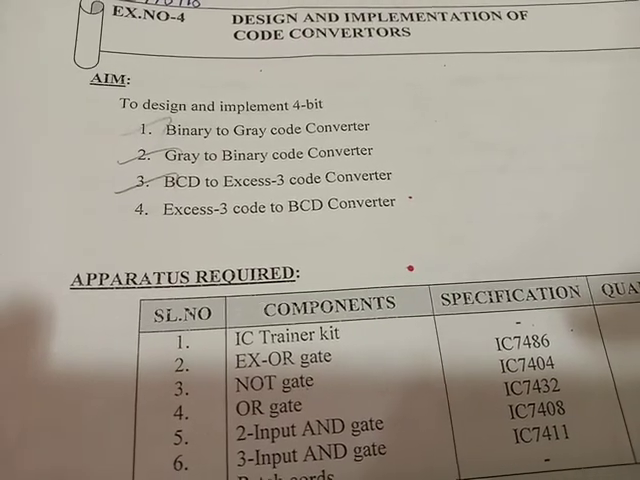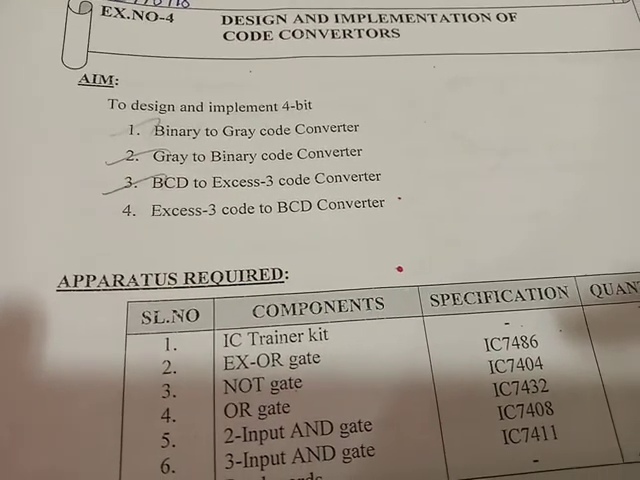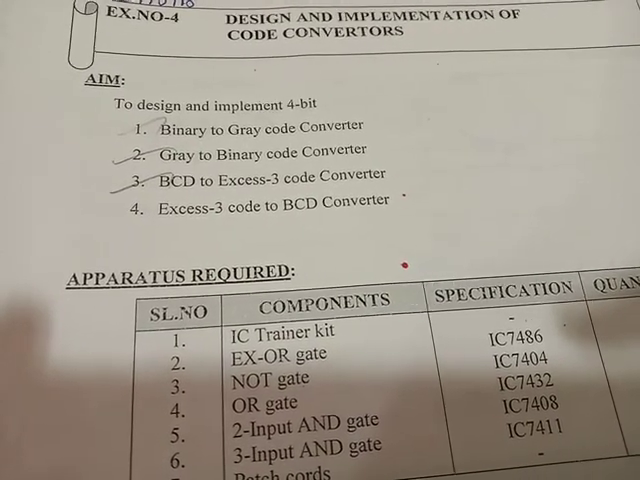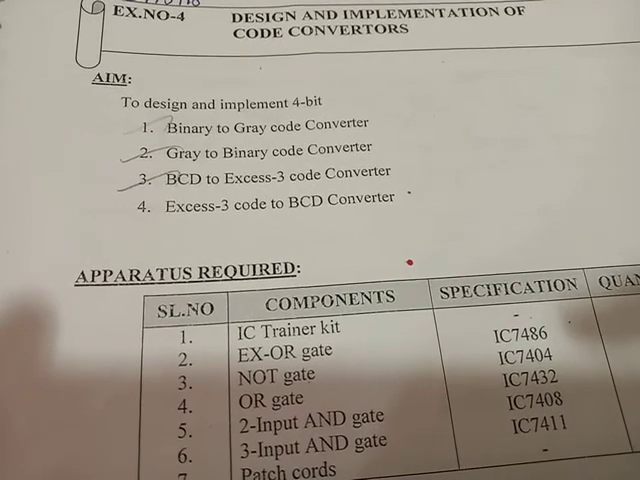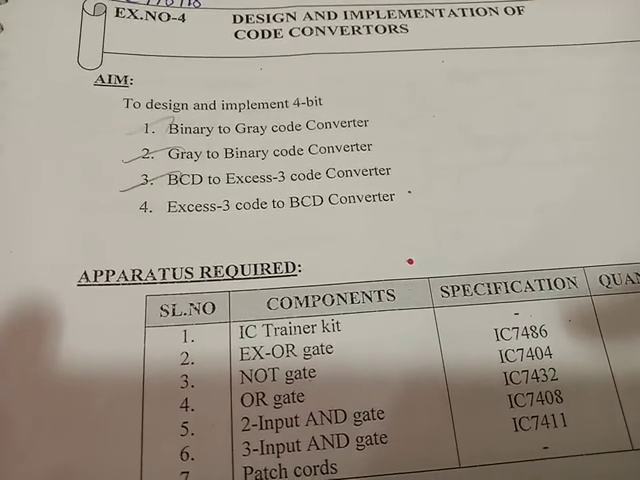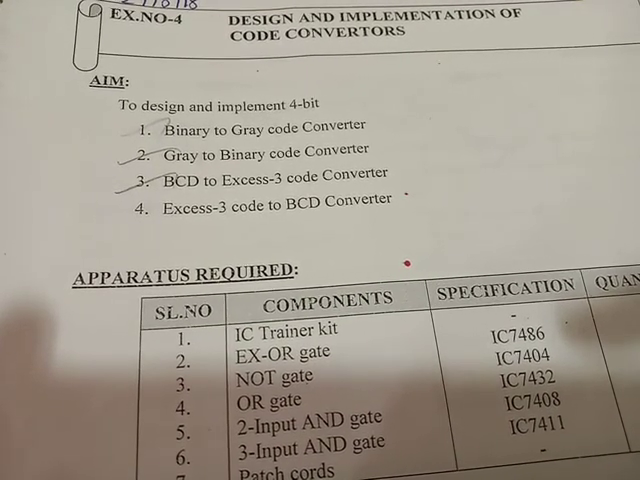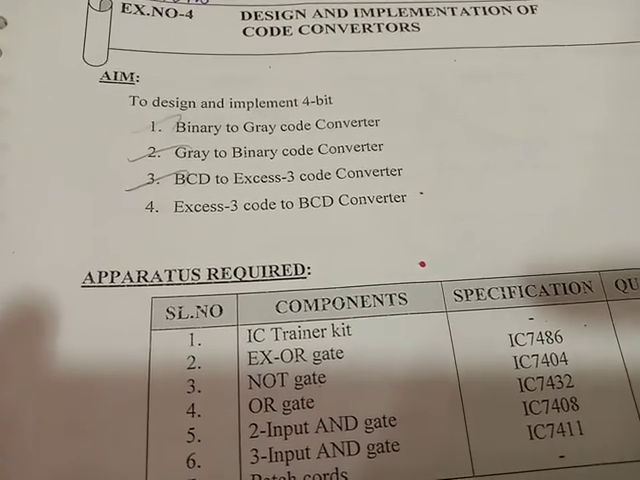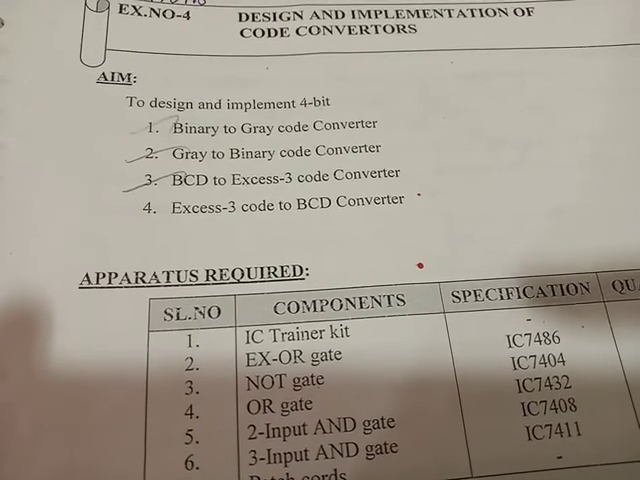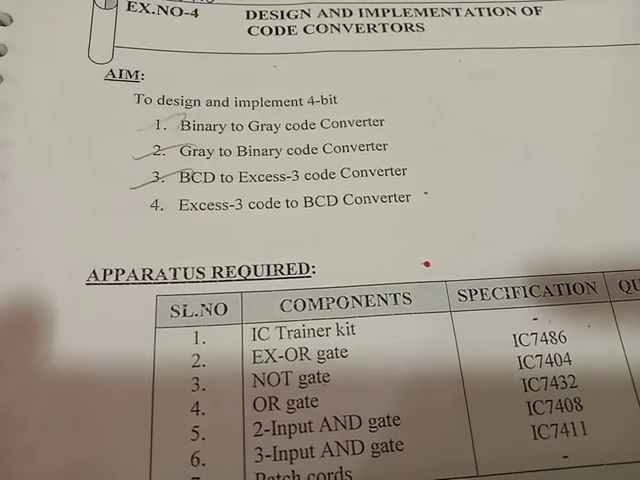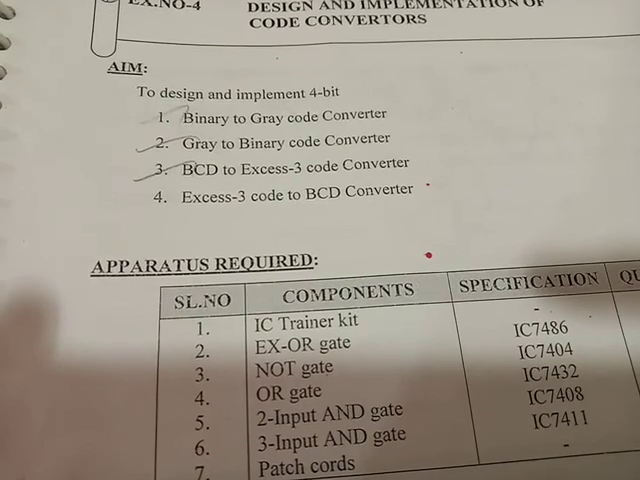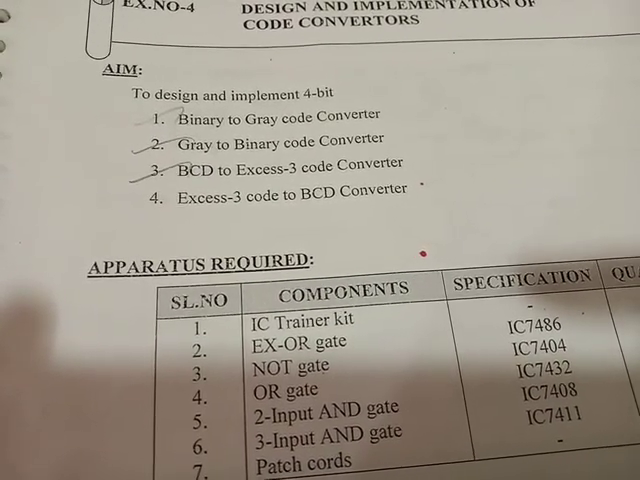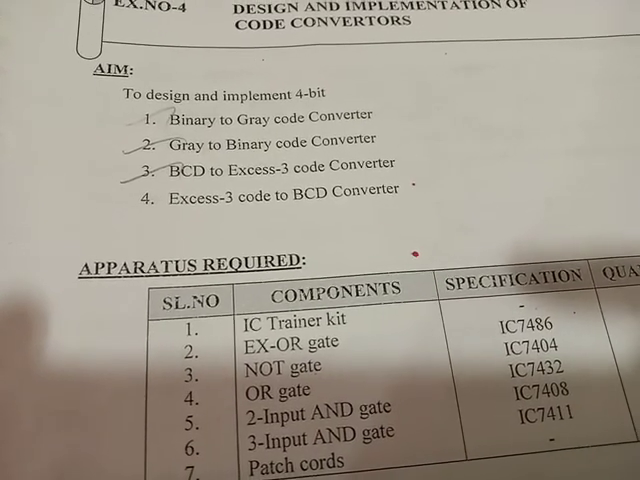Good morning, students. Today we are going to explain the design and implementation of code converters. Right. So in this experiment, there are four categories: binary to gray code, gray to binary, BCD to XS3 code converter, and XS3 code to BCD converter. Right. So here our aim is to design and implement 4-bit code converters, right?